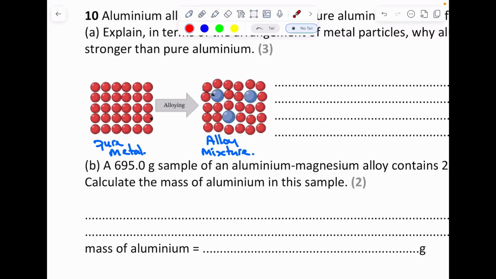So when we have a pure metal, all the particles that make the metal up are the same size because they're all the same particles. And this means these layers can slide easily over each other. When we have an alloy, alloys are mixtures, the particles are different sizes. And that means the layers are disrupted, and therefore the layers can't slide easily over each other.